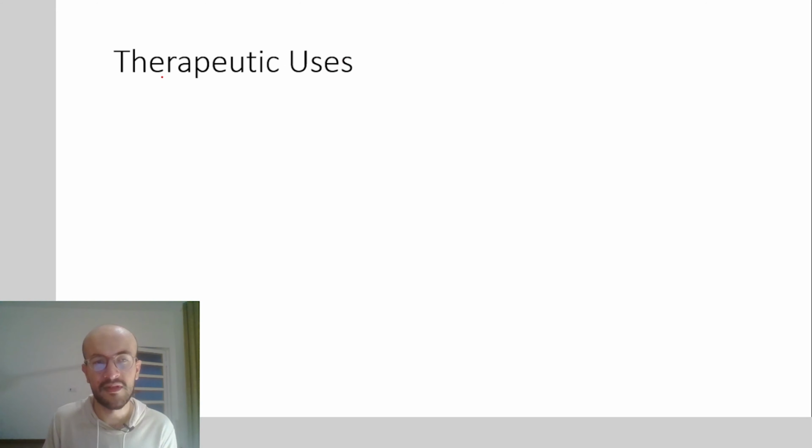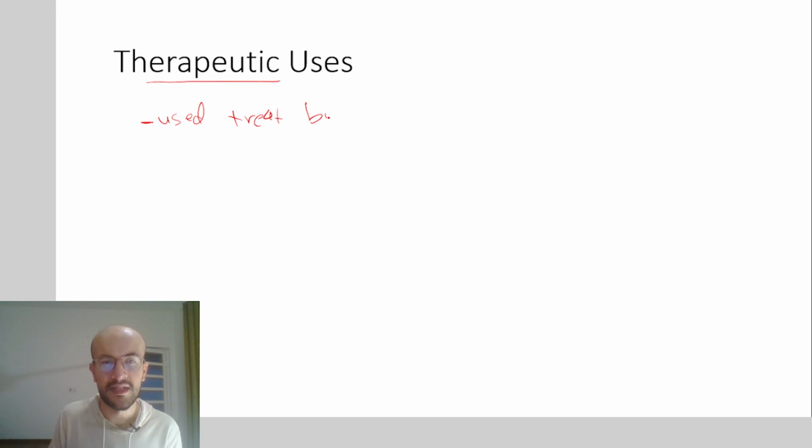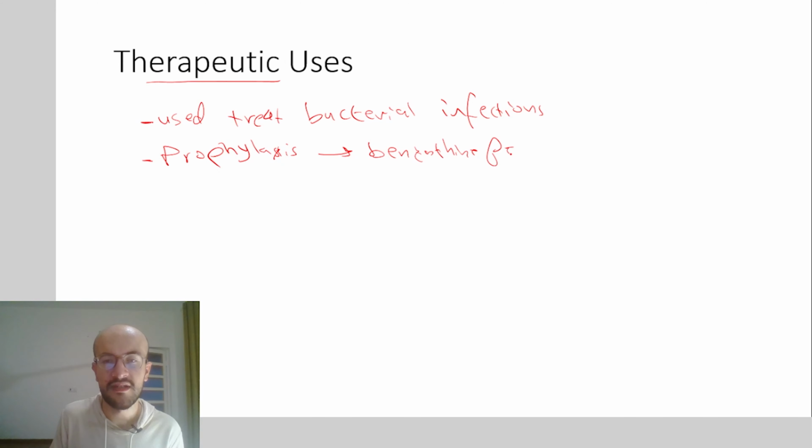Now let's talk about the therapeutic uses of penicillin. It is used obviously to treat bacterial infection, but interestingly enough, it is also used for prophylaxis, specifically benzathine penicillin G. It is the only antibiotic that is used for prophylaxis, because of its long half-life of 3 to 4 weeks.